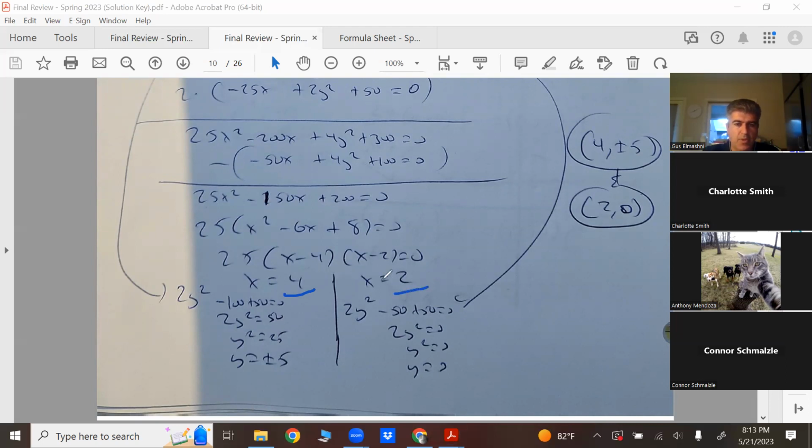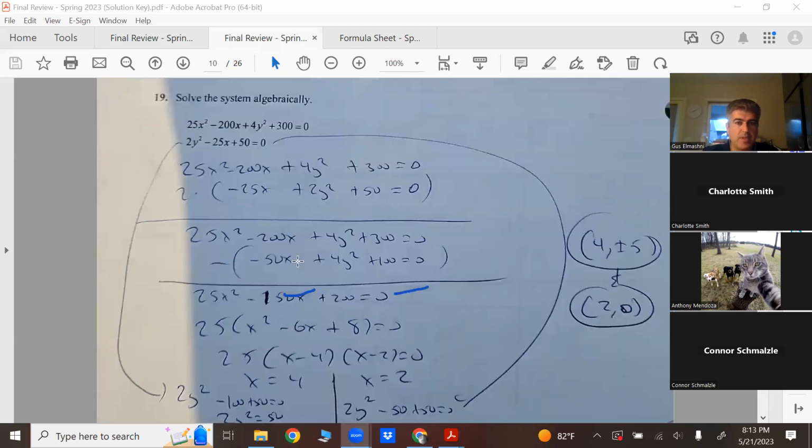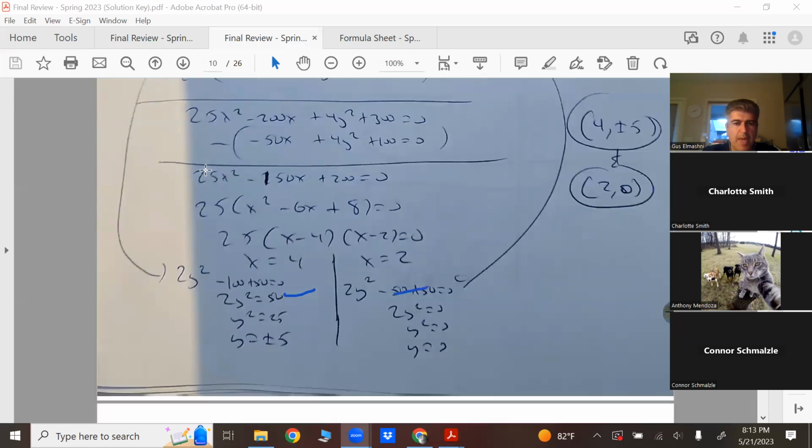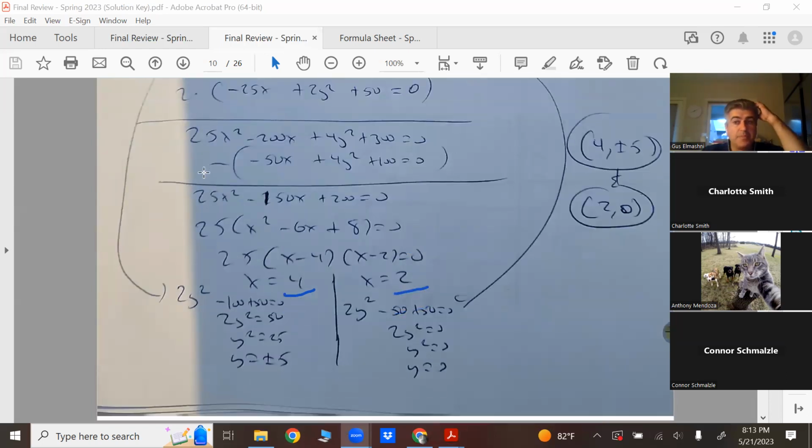So then I plug in 4 and 2 back into one of the other equations, into the first or second one. Probably the second one's easier. So I threw it back into the second one and solved for y. Just like you would for any system of equations. You plug it back into one of the original equations, solve for the variable.